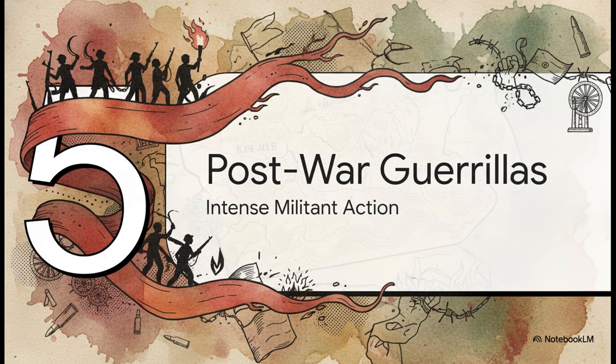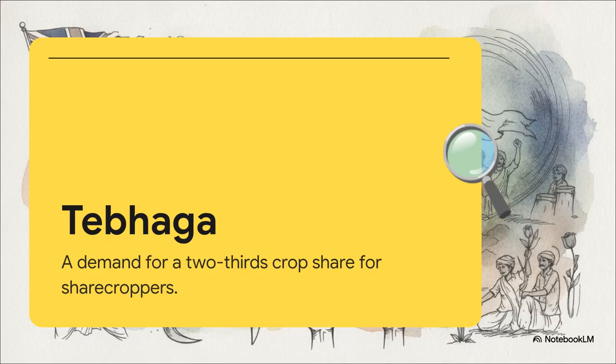Section 5. Post-war guerrilla movements. All right, now we reach the climax of our historical journey. Following World War II, peasant movements escalated into massive, intense militant actions. A major flashpoint was the Tebhaga Movement in Bengal in 1946. Let's clearly define the core economic demand here. Tebhaga literally translates to a 2/3 share. The Bengal provincial Kisan Sabhas demanded that sharecroppers, the bargadars who were out there actually working the land, should get 2/3 of the crop, leaving only 1/3 for the landlords or jotedars. This was a radical, massive shift from the traditional half-and-half split they were used to.